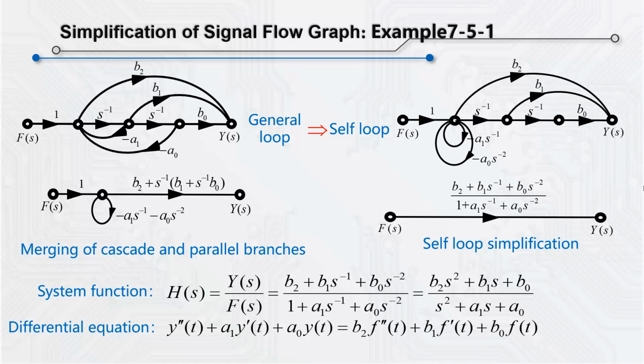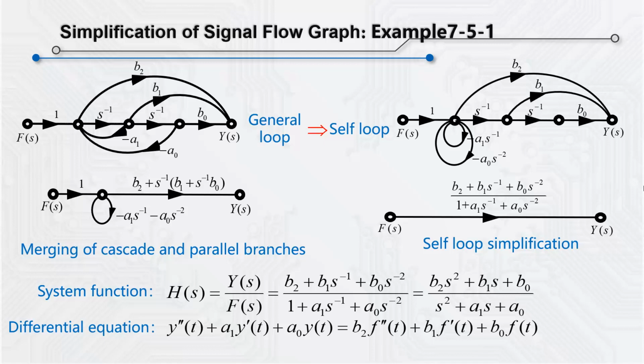Once these two loops are converted into self-loops, the signal flow graph can be simplified further by combining cascade and parallel branches to this equivalent form. In this form, a self-loop still exists. We can simplify it with the method above to get the final result. In fact, the simplification is simply to convert a complex signal flow graph into the one with only an input node, an output node, and a branch, whose gain is the system function of this signal flow graph. This is the system function after simplification.